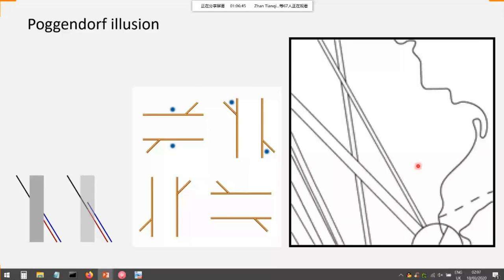And this also might play a role in a map setting. When we have different lines, connections, lines crossing each other, it's not a strong effect. So usually we don't have a problem with this in maps, but it depends on the situation.